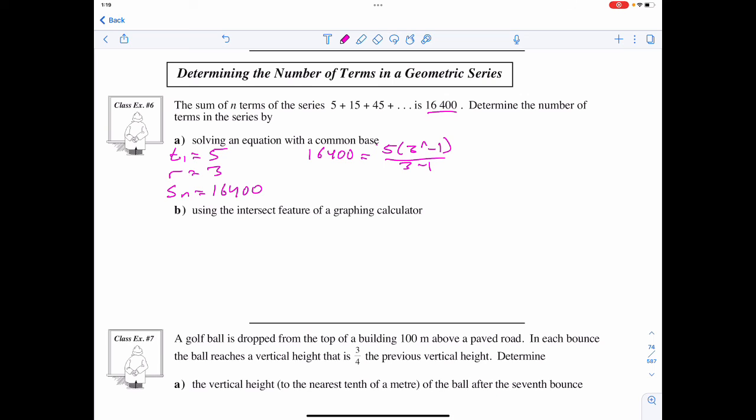then I would take 3 minus 1, which is going to give me 2, and I multiply that into both sides. 32,800 is equal to 5 times 3 to the n minus 1. I'm going to divide both sides by 5 and say that 6,560 is equal to 3 to the power of n minus 1. I'm going to add 1 to both sides. 6,561 is equal to 3 to the power of n.